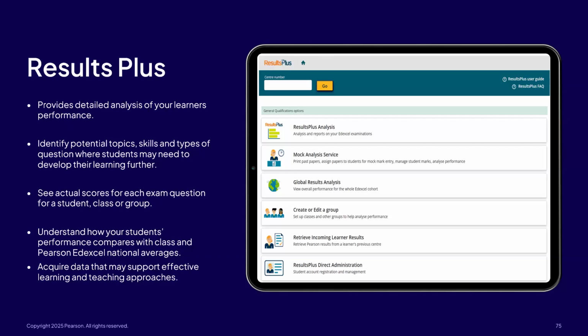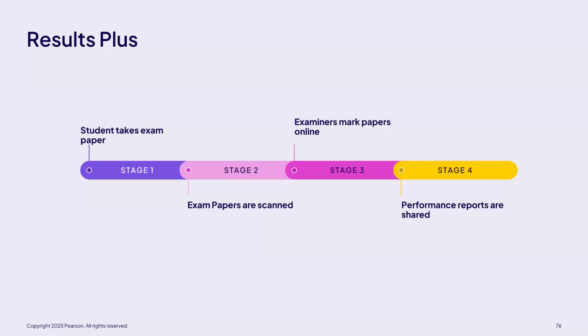You can use it to see which questions have performed well or not so well, and that can inform your teaching. It can help you with revision and all those kinds of things. So in terms of what happens, the student takes the exam, it's then scanned, examiners mark the papers online, and then you get that stage 4 where the performance data is shared with you. So it's a free service that we offer that offers insight into performance.